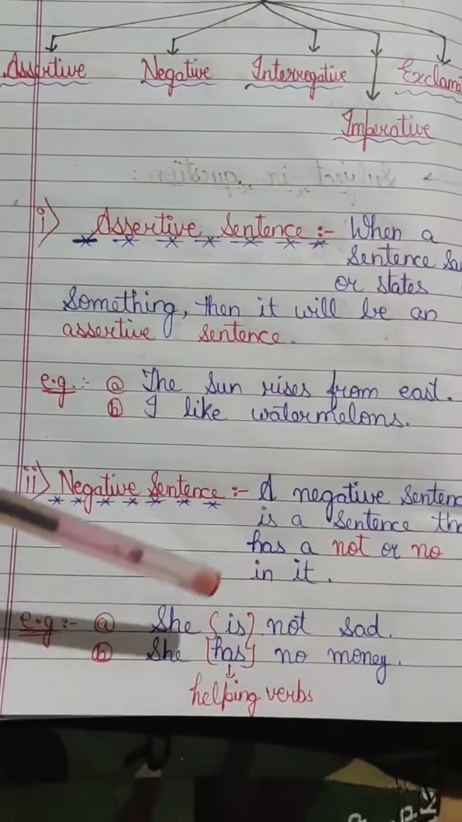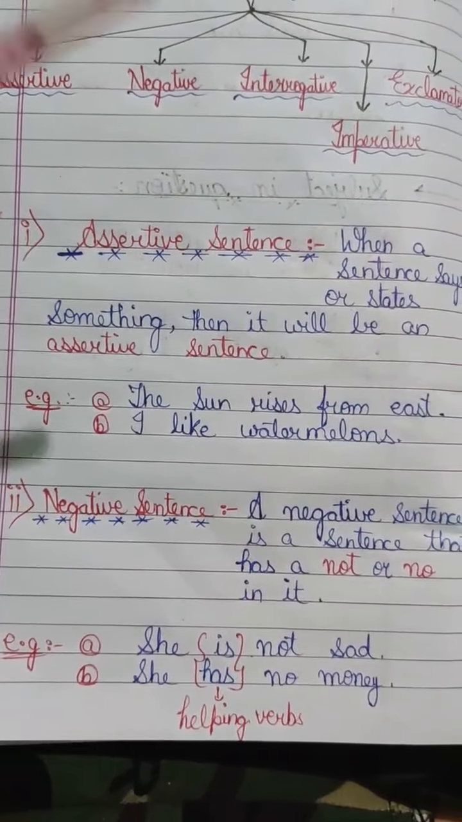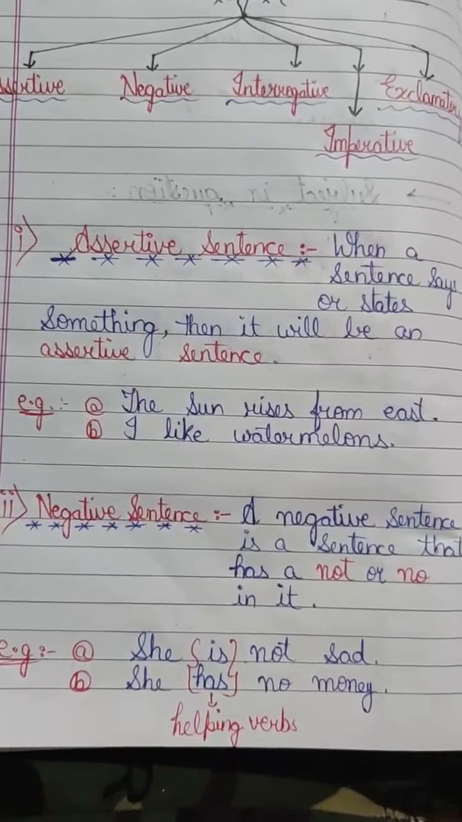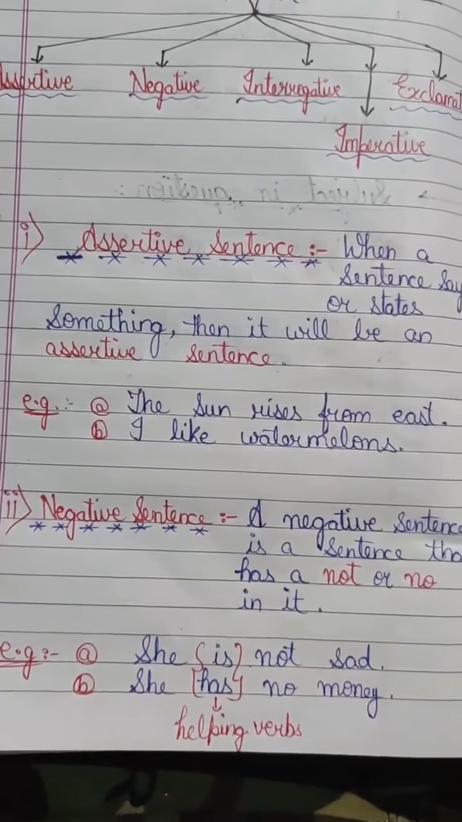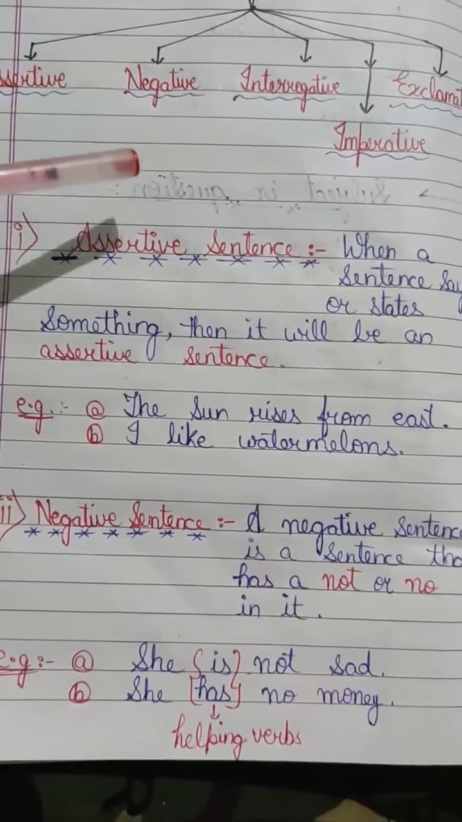For example, she is not sad. She has no money. No and not. Therefore, these sentences will be negative sentences. Now, let me show you how we can convert any sentence into a negative one.